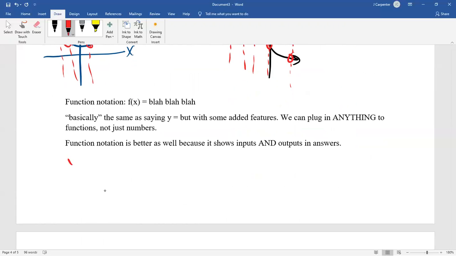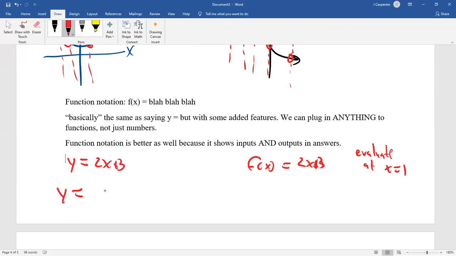So let's say we had y equals 2x plus 3 versus f of x equals 2x plus 3. Same thing on the right side. And I say evaluate at x equals 1. Well, for the first one, you go y equals 2 times 1 plus 3. I'll do a different color for showing the plugging in, which when you simplify that, 2 times 1 is 2, 2 plus 3 is 5. So you get y equals 5. That's your answer.